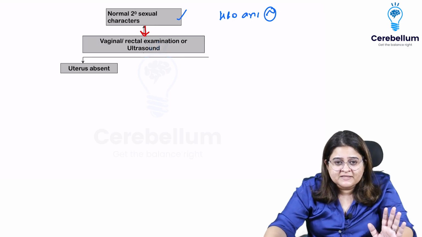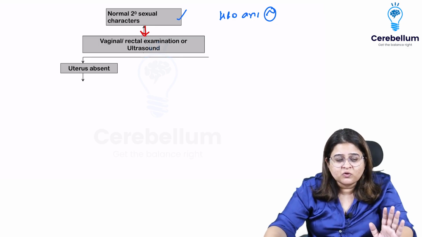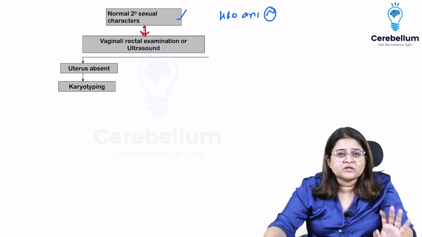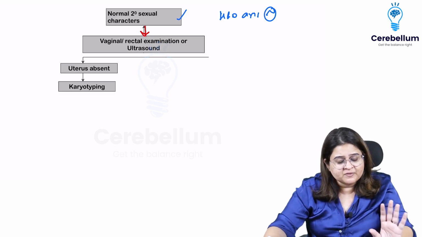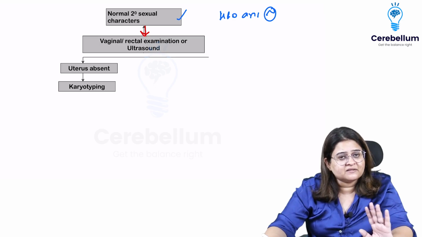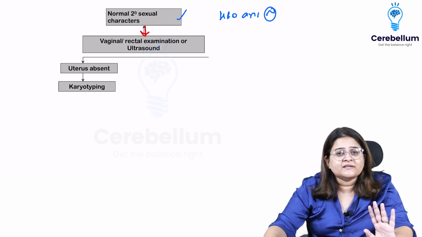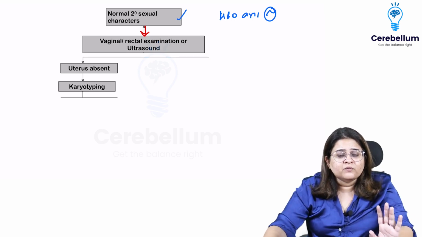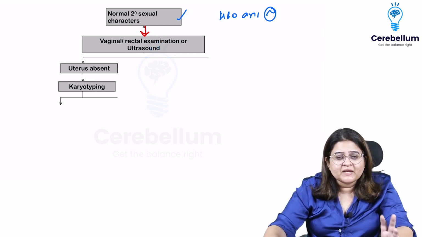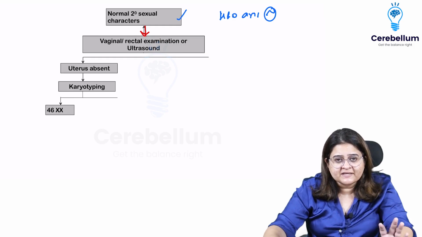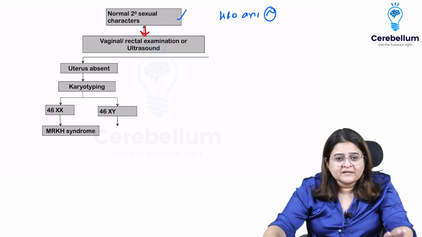If a uterus is absent, what will you do? Here we need to think of two things. Secondary sexual characters present, uterus absent, it's either MRKH or it is AIS, androgen insensitivity. And one of the best ways to differentiate between the two is by doing a karyotype. If it is 46XX, it is MRKH. If it is 46XY, it is AIS.